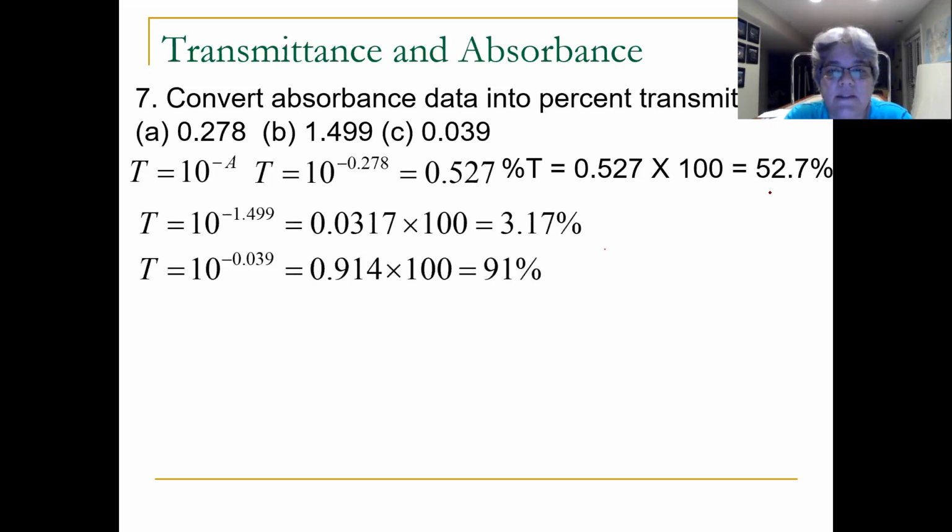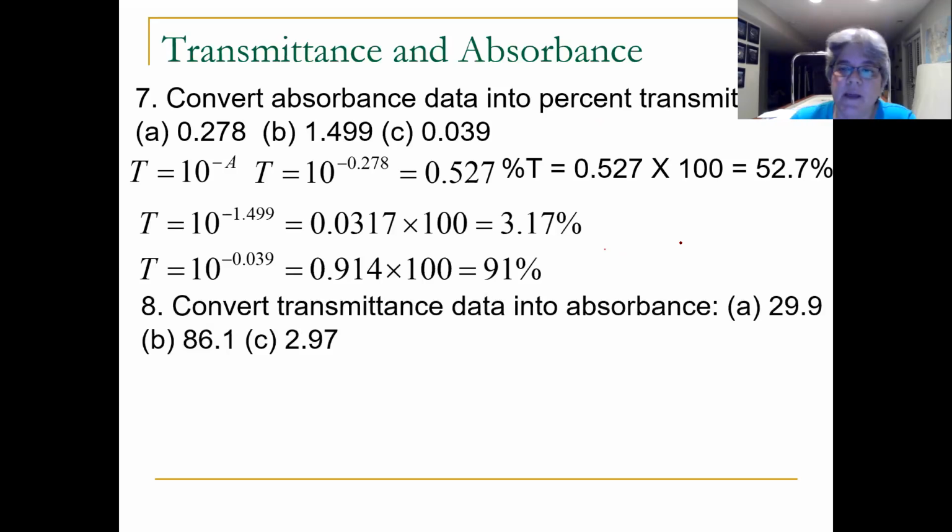For B and C, same procedure, 10 to the minus A, and then times 100, so you should have 3.17% and 91%. Okay, that's from absorbance to transmittance. You also have to be able to go from transmittance to absorbance. So go ahead and take just a couple minutes and do these conversions.